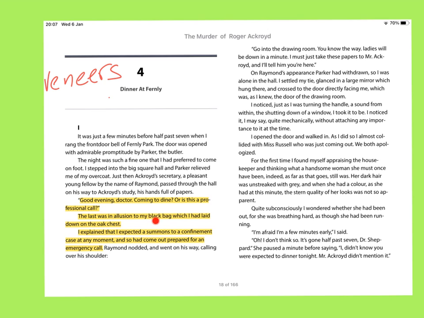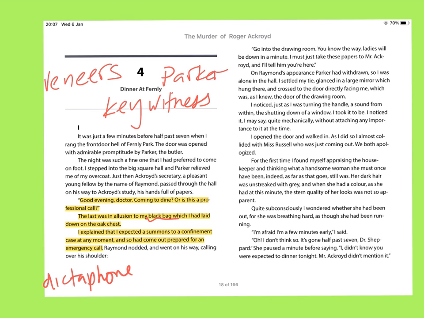That's an allusion to Shepherd's black bag, a Gladstone bag, I believe they were called, which doctors carry, "which I had laid down on the oak chest." Now, the bag, of course, is a perfect way to smuggle things into the building and take things away from the building, like pairs of shoes or dictaphones. So we'll later see that revealed and unveiled by Poirot. Nice little moment of irony here from Agatha Christie.